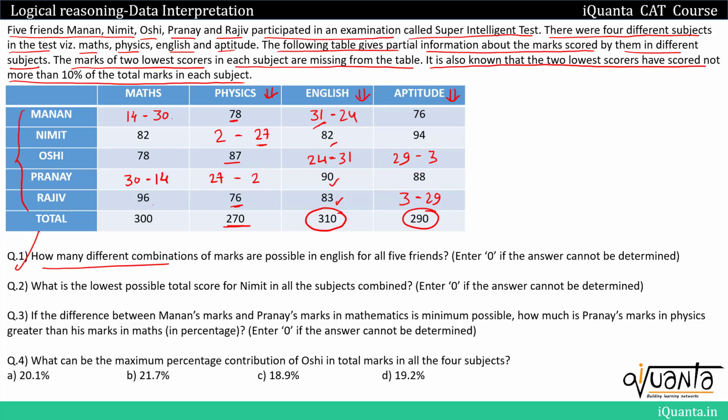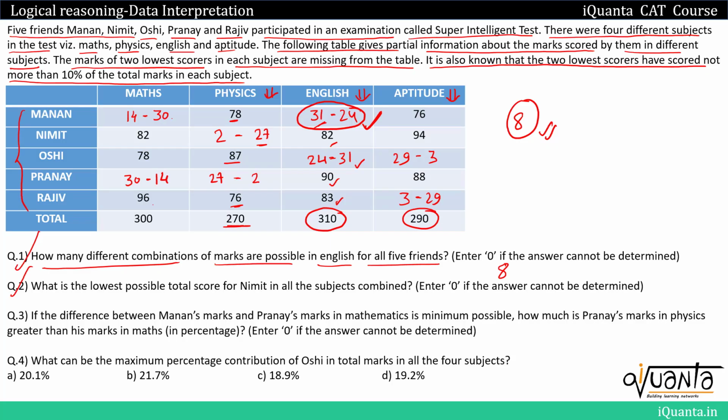First one is, how many different combinations of marks are possible in English for all 5 friends? So we are talking about English. See, in English, we can give any marks possible to Manan out of 24 to 31, including both. So 24 to 31, we have total 8 values. So if we give 24 to Manan, we'll have to give 31 to Oshi. Similarly, we can keep increasing the marks of Manan in English, and we can keep decreasing the marks of Oshi in English. So in total, we'll have 8 different cases. So that means 8 different marks are possible in English for all 5 friends.